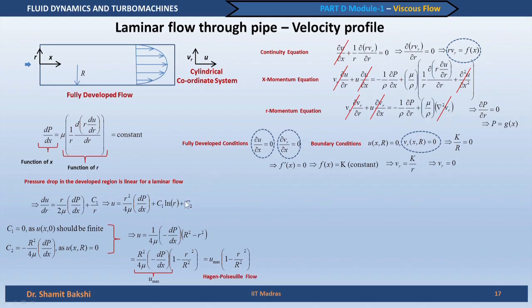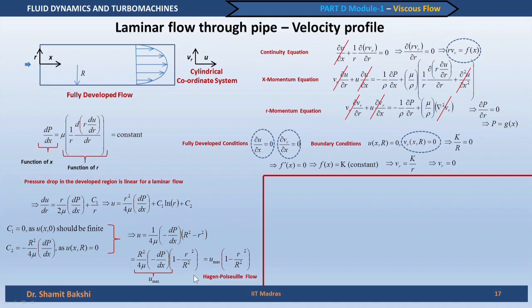This kind of flow is called a Hagen Poiseuille flow. Hagen and Poiseuille did a lot of experiments for arriving at correlations for frictional losses. Of course, this derivation came afterwards. This was done in the 19th century. But just to commemorate their contribution to the pipe flow literature, it is named after these fluid dynamists.